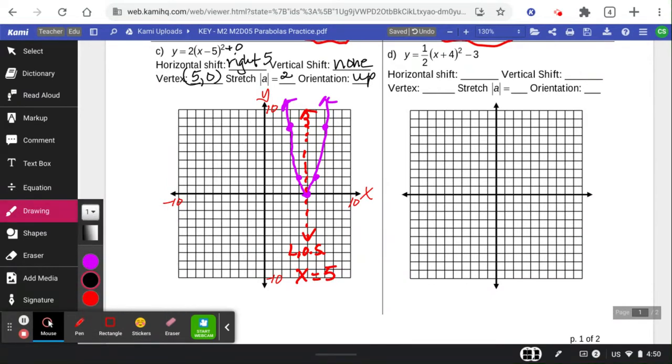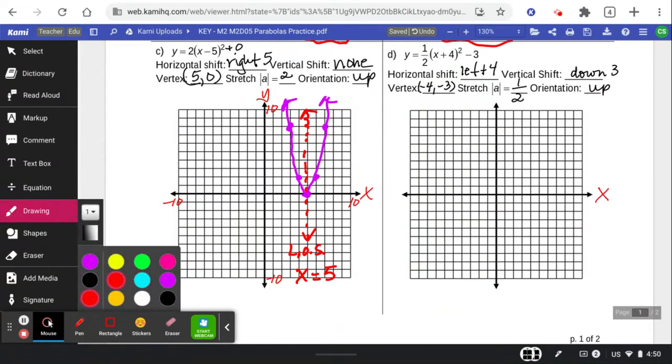All right, looking at this next guy, you see the horizontal shift this time is left 4 because of the x plus 4. Vertical shift is down 3. So therefore my vertex is -4, -3. My stretch is 1/2. My orientation is positive or upwards. Label and scale. Go put that dot at -4, -3.